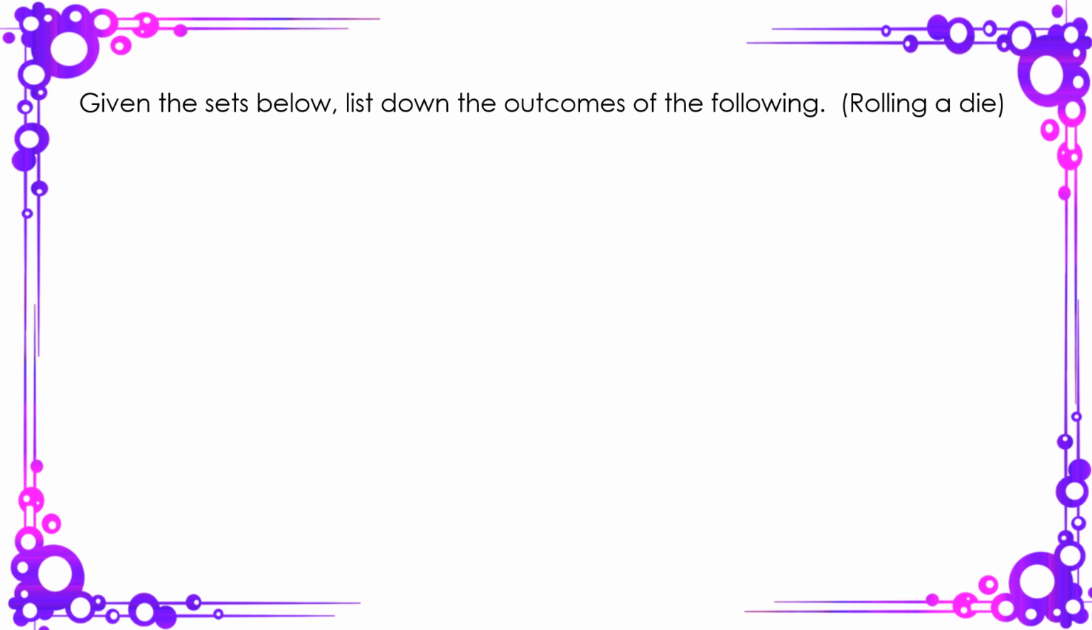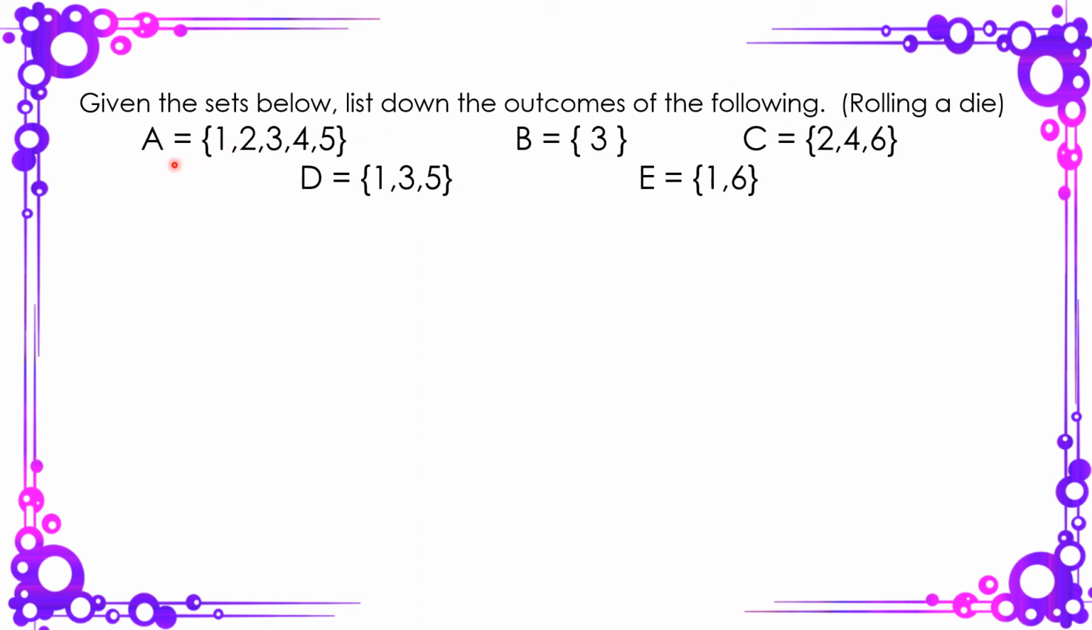Okay, let us try to solve this. Given the sets below, list down the outcomes of the following. Let's say that we are going to roll a die. Event A: the possible outcomes are 1, 2, 3, 4, 5. For B, this is 3. C, 2, 4, 6. And letter D, 1, 3, 5. And for letter E, 1 and 6.